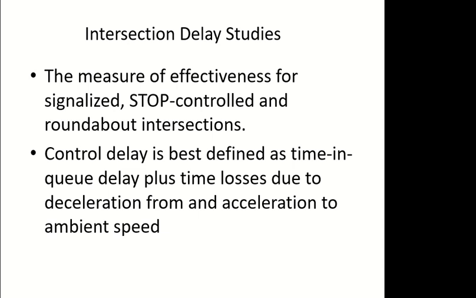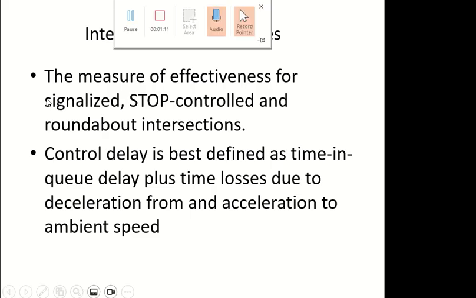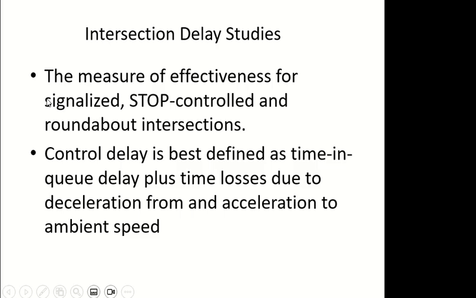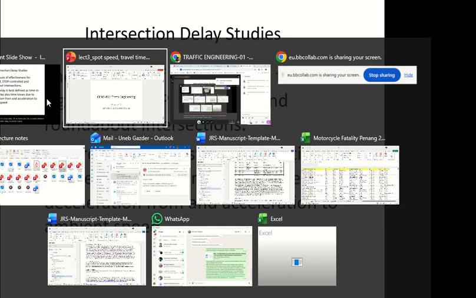So this stopping is also part of the delay, and then once you start moving, you will take some time to accelerate back to your normal speed. All this is considered part of control delay. So intersection has a broader definition of delay, which is called control delay. It includes three parts: deceleration, acceleration, and stoppage.